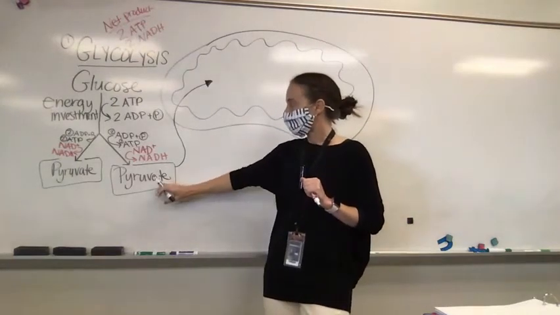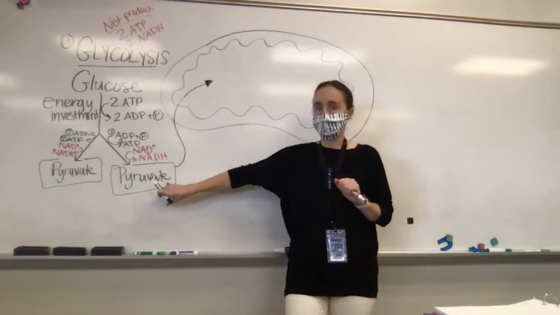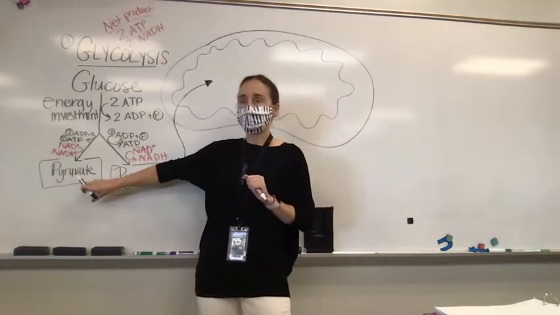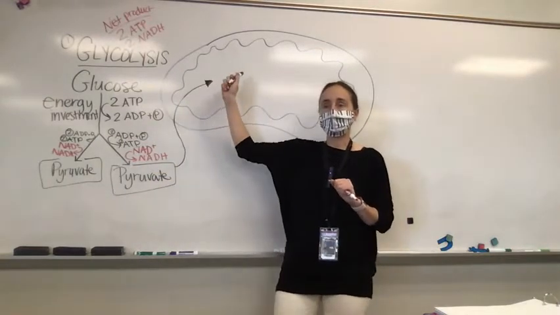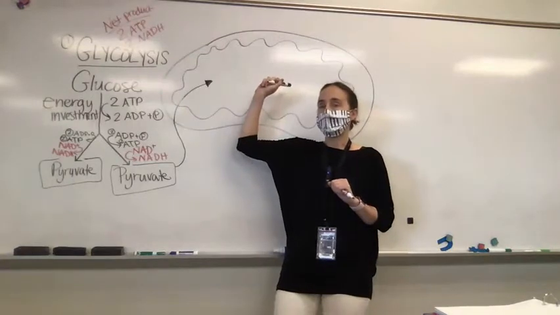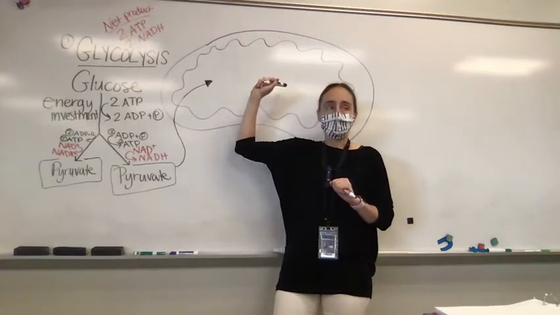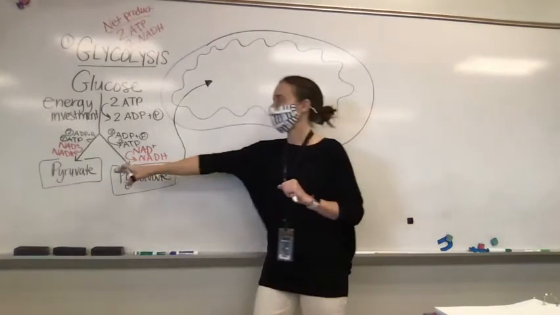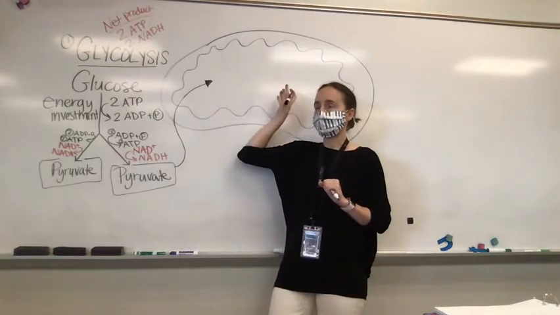Just keep in mind, I'm only sending one pyruvate through, and there are two. So everything that we do from here on is double, okay? And it does it simultaneously. Like both pyruvates would come at the same time, and all these things would happen at the same time.